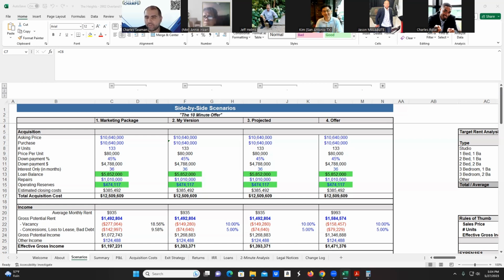So every asset, whether it's real estate, whether it's soybeans, whether it's gold, whatever it might be, every asset in every market goes in cycles.